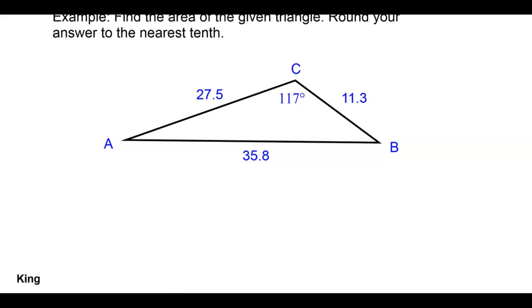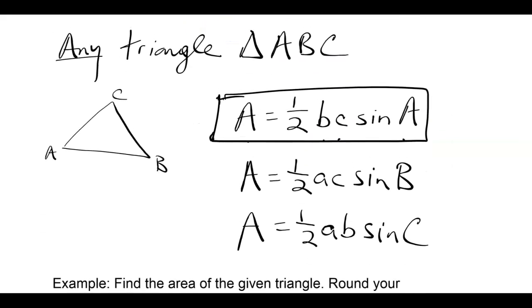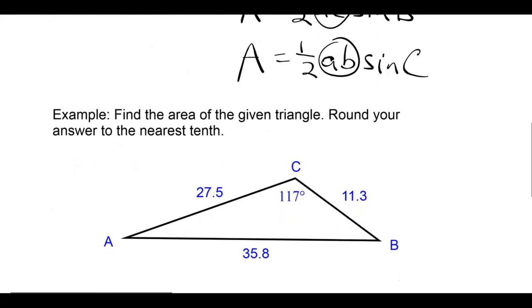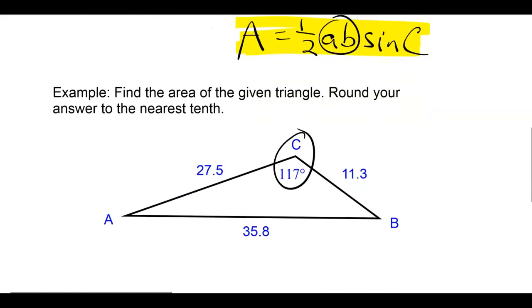Which one should we use? We know three sides, so that means we could use any of these formulas that involve the side lengths. But we've got to pay attention to which angle we know. It's angle C that we know, isn't it? So that means we're going to use 1/2 AB sine of C.